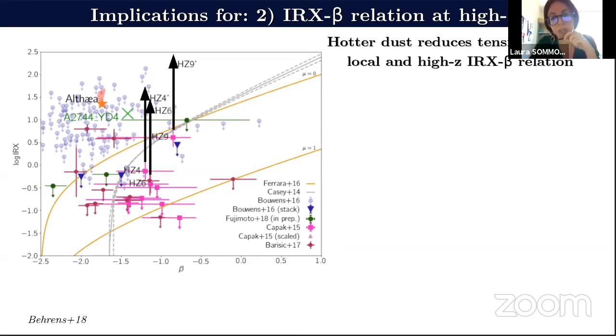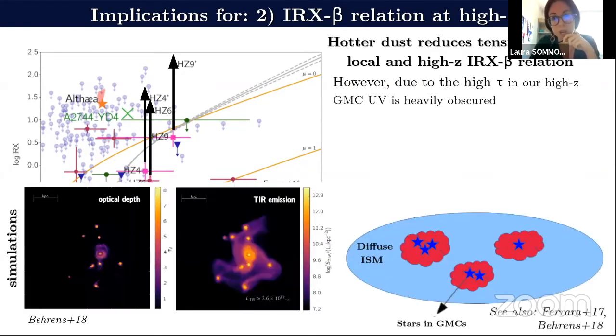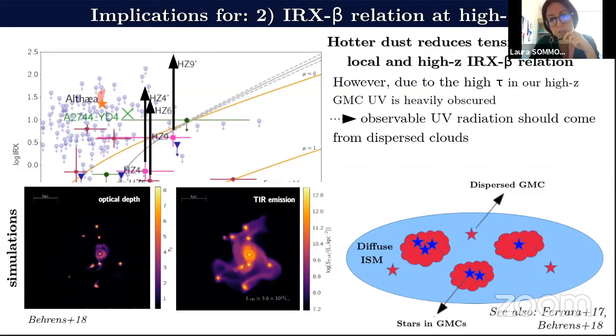And this is because allowing for larger dust temperature results in larger far-infrared luminosity, shifting the far-infrared faint data points upwards in the IRX-β plane. However, we have to keep in mind that in our high redshift cloud, the optical depth is very high, meaning that UV is heavily obscured, which is also what was shown in the simulations. So in our scenario, the observable UV radiation should come from stars that have already dispersed the molecular gas around them, so clouds that have already been dispersed.